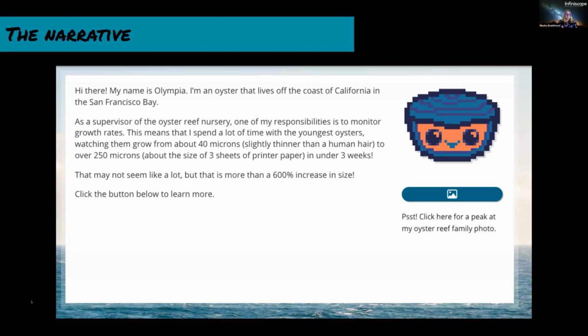Olympia is well-versed in the oyster life cycle, but she lacks the knowledge in chemistry. So she needs the help of the student to understand why the oyster larvae population is decreasing and why the shells are weakened, and needs the student's chemistry expertise to piece together the puzzle.